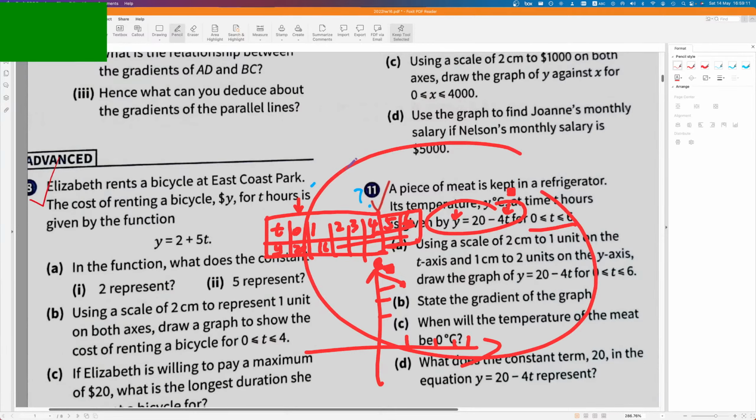Go back and do this question. And you have to do the other 3. Okay? You need to make it up. Alright? What are you learning in school?